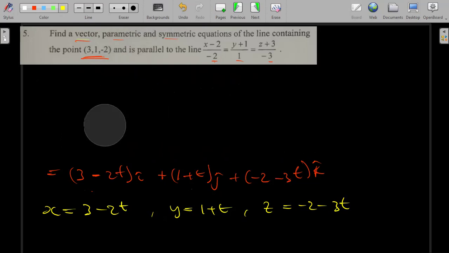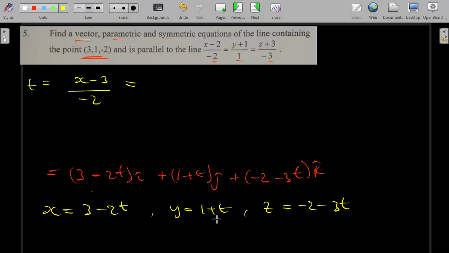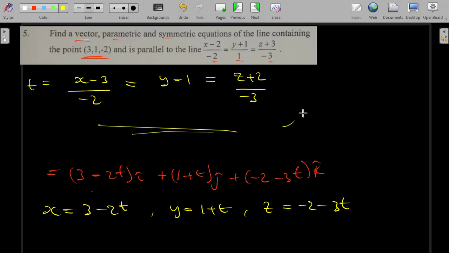Next, to get the symmetric equation, I just make t the subject. I'm going to have the first one, x minus 3 divided by -2. So t will be equal to this. Then this, of course, is equal to, I make t the subject there, y minus 1, of course divided by 1, I still get the same. Then z plus 2 divided by -3, like that. So this here becomes my symmetric equation.